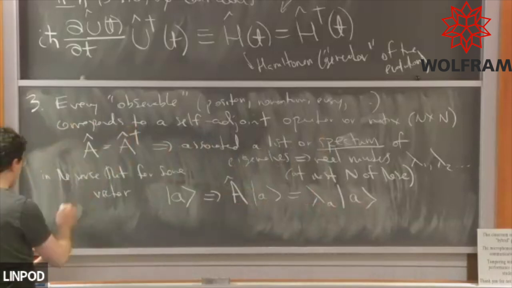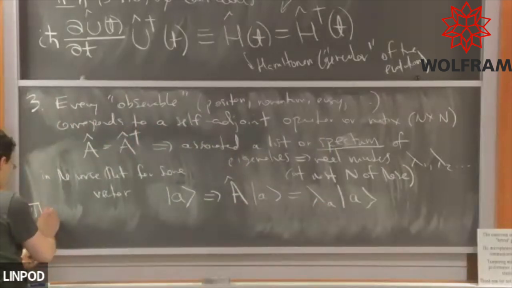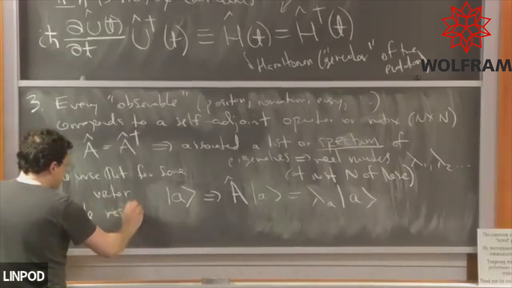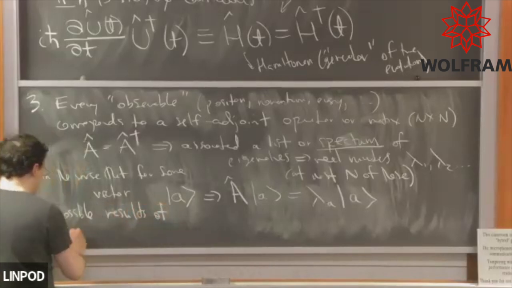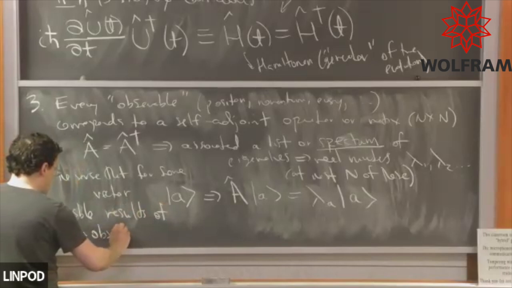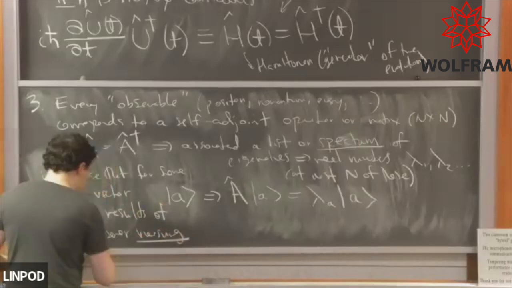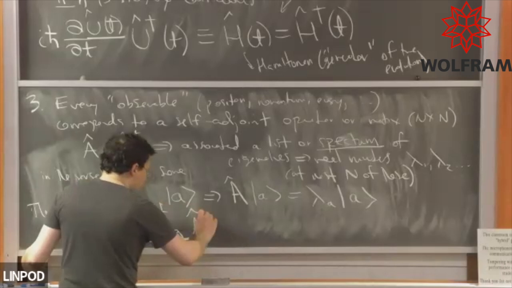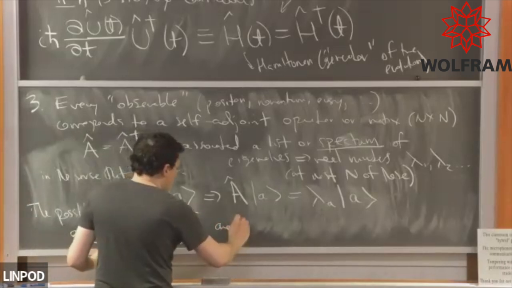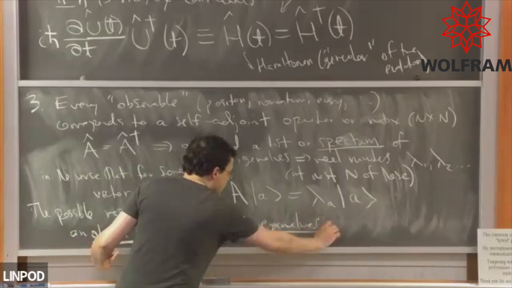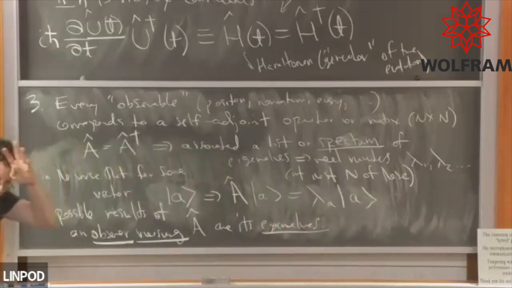And what does axiom 3 say? It says the possible results of an observer measuring the observable represented by A are its eigenvalues. So if you took a linear algebra class and wondered about eigenvalues, just floating around the back of your head, when am I ever going to need these?